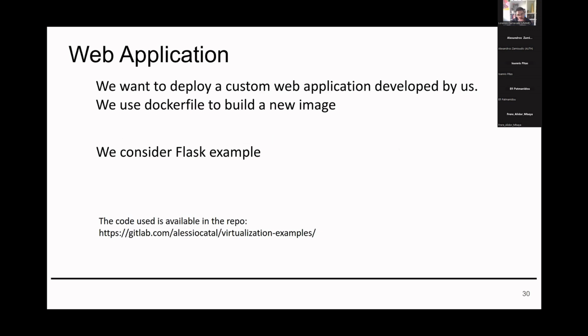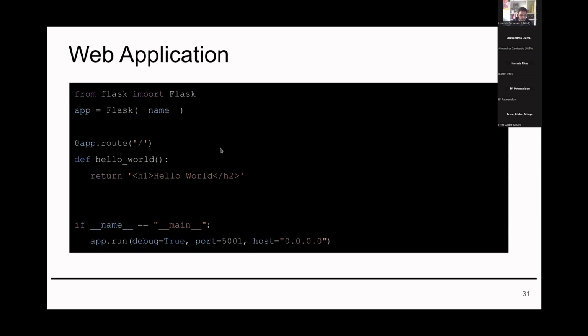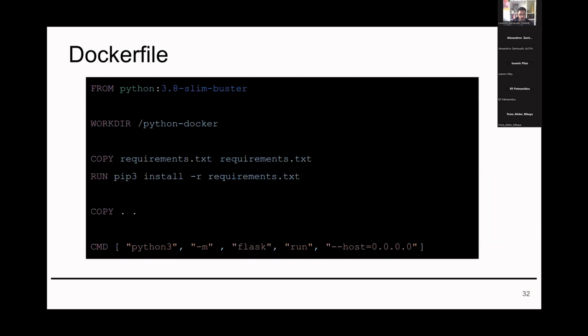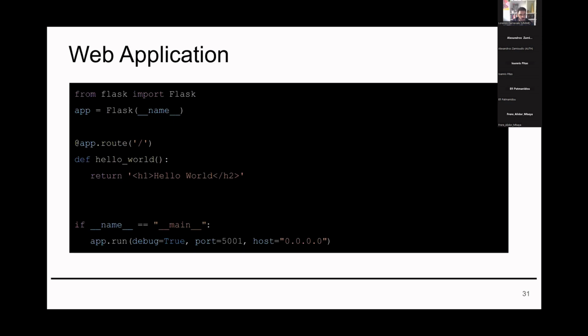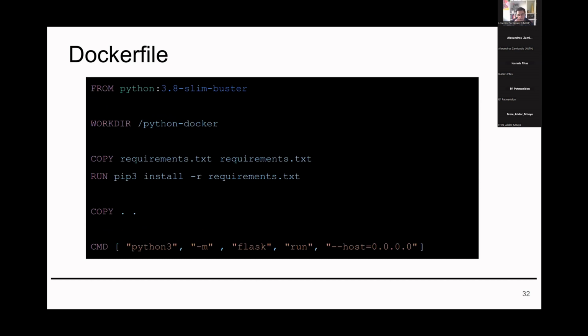Let's consider, for instance, an application where we have a Flask web server. This is a really easy Flask web server that provides a page with hello world. This is an example of a Dockerfile. I don't spend much time on this because it's something quite common to build. But when discussing Docker, this is important.